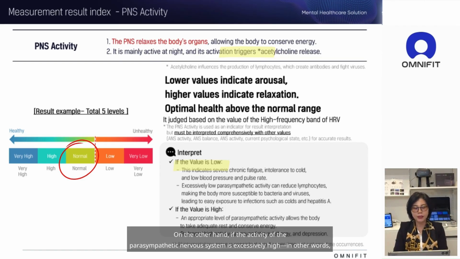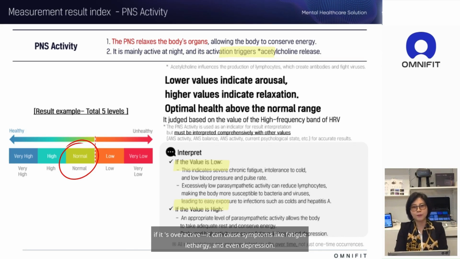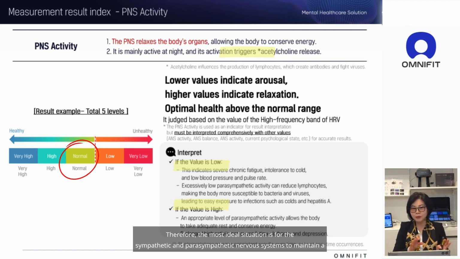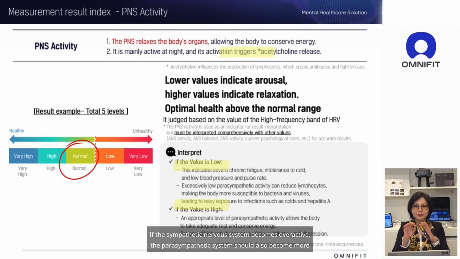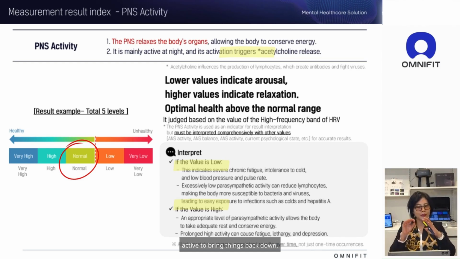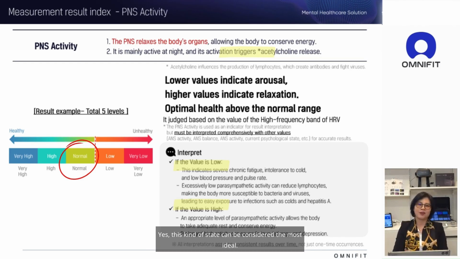On the other hand, if the activity of the parasympathetic nervous system is excessively high, in other words, if it's overactive, it can cause symptoms like fatigue, lethargy, and even depression. Therefore, the most ideal situation is for the sympathetic and parasympathetic nervous systems to maintain a proper balance and keep homeostasis. If the sympathetic nervous system becomes overactive, the parasympathetic system should also become more active to bring things back down. Yes, this kind of state can be considered the most ideal.